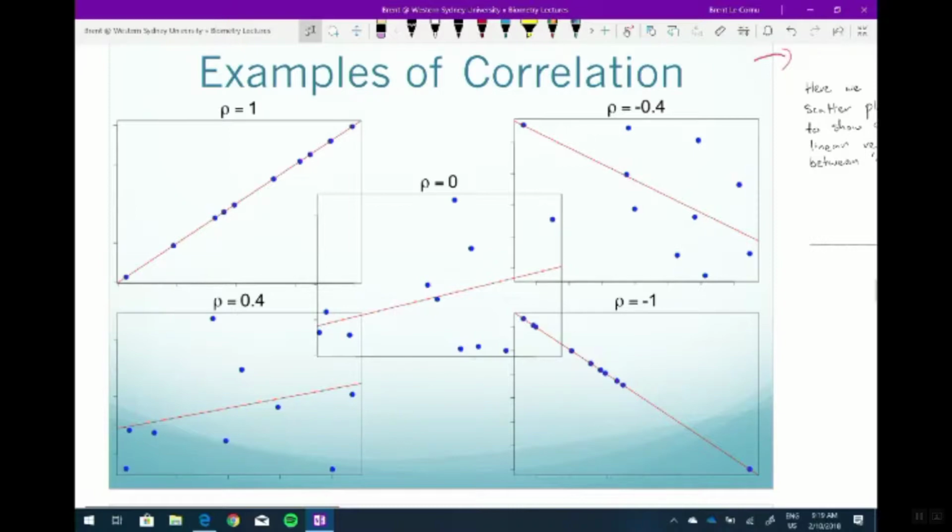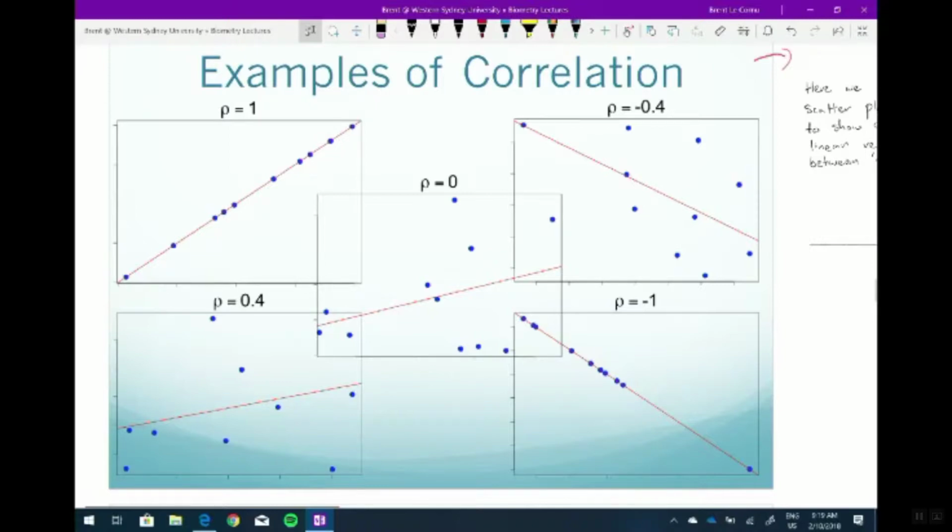Okay? Conversely, if you look at the bottom right, this is also a perfectly strong linear relationship. Can't get stronger than that, except the only difference is the correlation is -1. It's sloping down. Okay? But it's still a linear relationship and still a perfectly strong one. And then you've got everything in between.